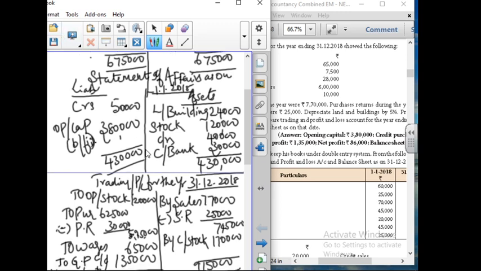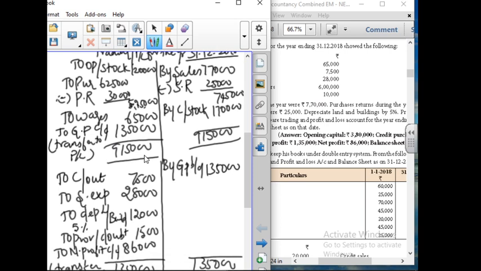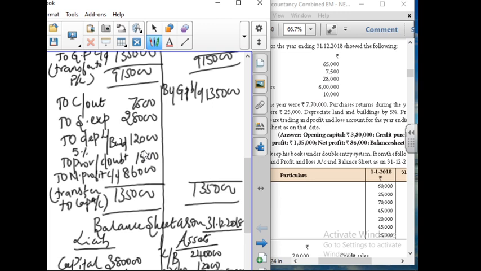Next, trading and profit and loss account. We have started with the opening stock, sales, purchases with returns, sales with returns, wages. We have found out the gross profit 1,35,000. With this we have transferred the gross profit to the profit and loss account.